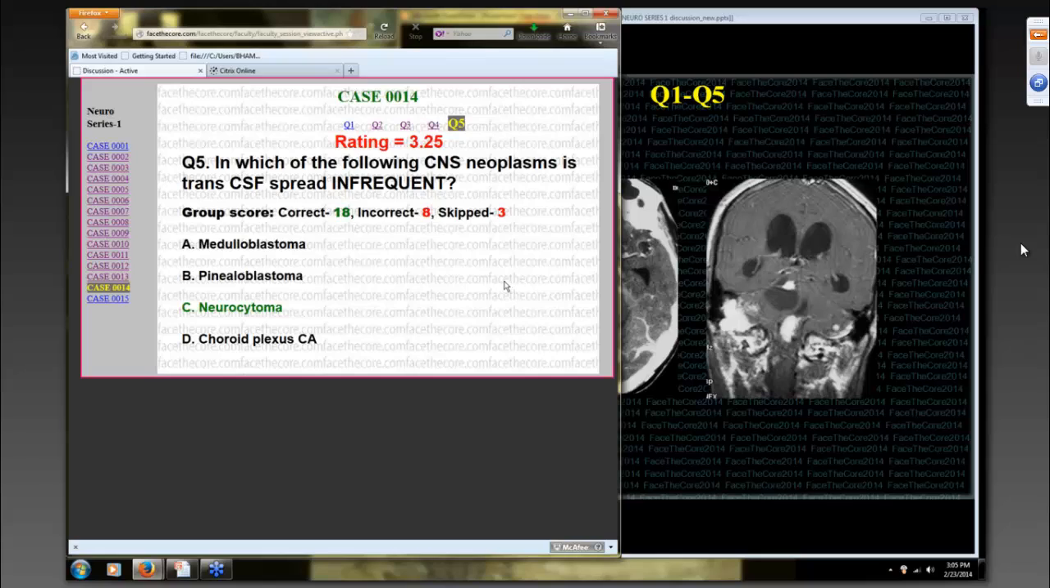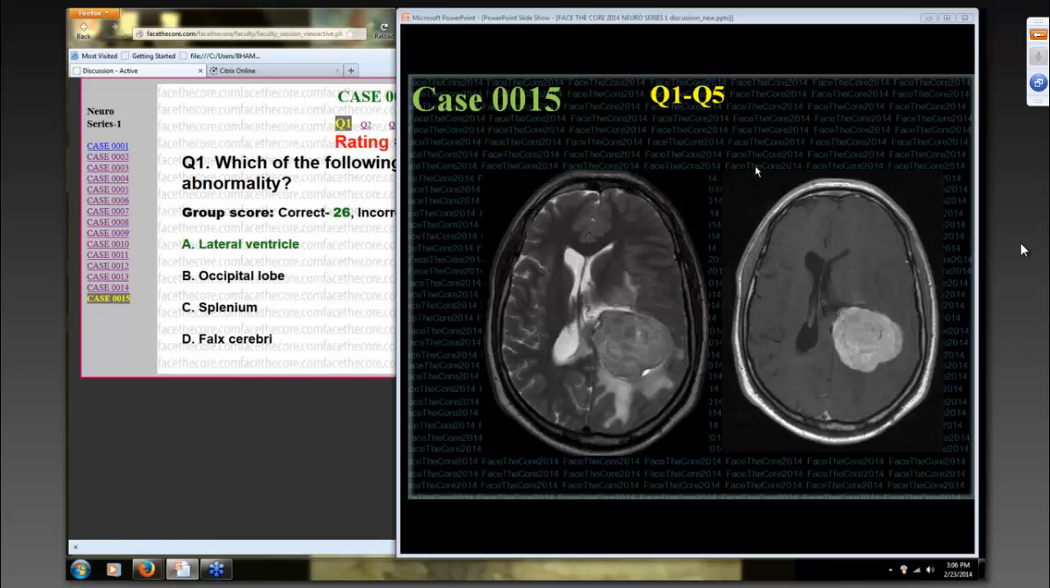And the last question on this is the other tumors which can show this CSF spread. The common ones are medulloblastoma and pineoblastomas. Neurocytomas are the least frequently seen. They are septal tumors within the ventricle, non-enhancing. They are not known to produce any CSF pathway spread at all, like a medulloblastoma, pineoblastoma, or even plexus tumors.